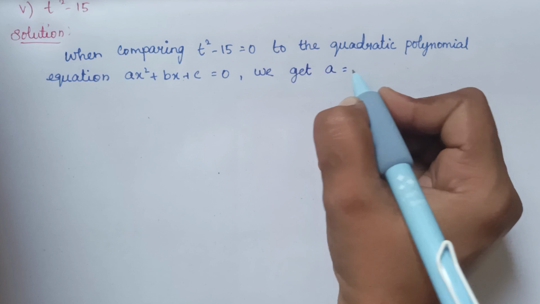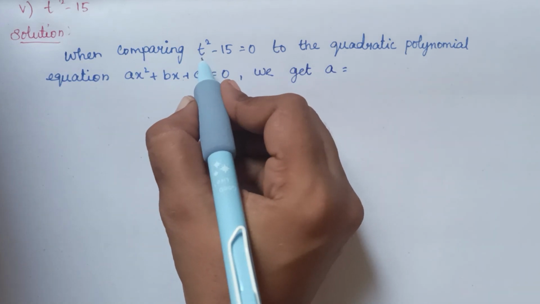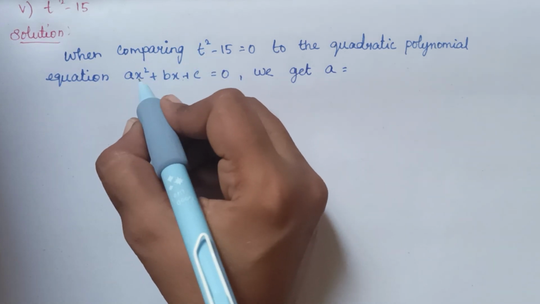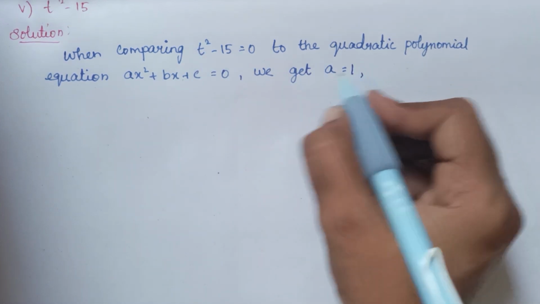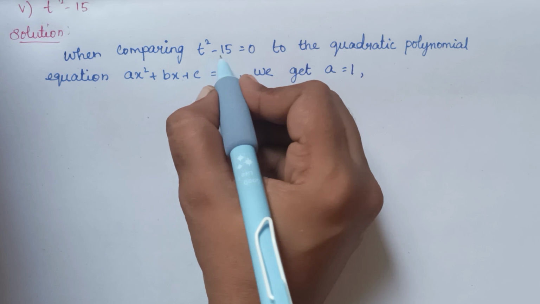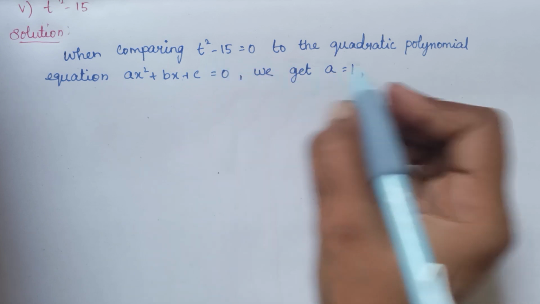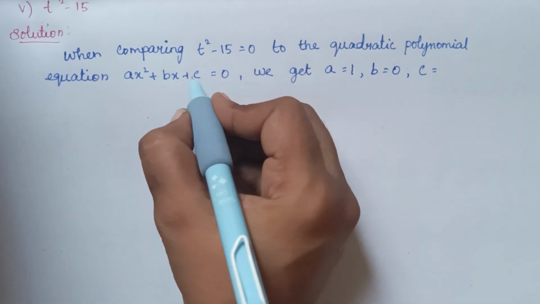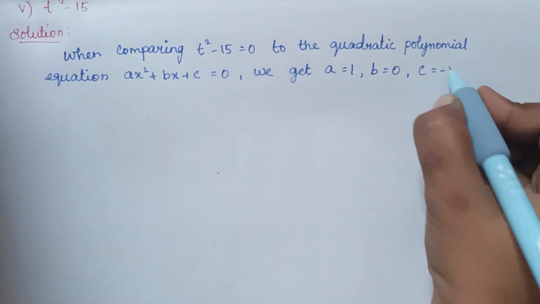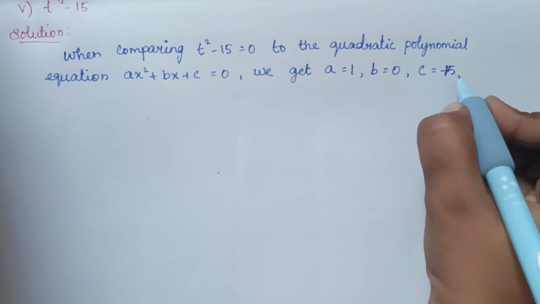a is equal to, so x square the coefficient of x square is a, so the coefficient of t square is 1. So next bx, there is no x term in the given polynomial equation, so b is equal to 0. So then c is equal to, so the constant term is minus 15. Okay, minus 15.